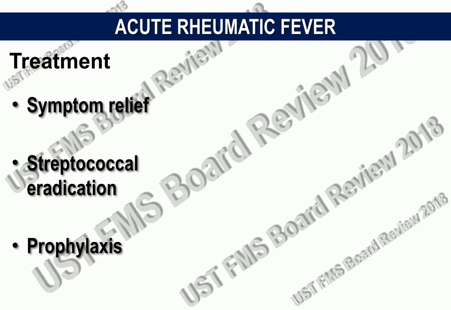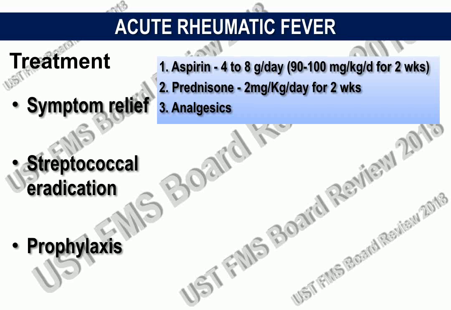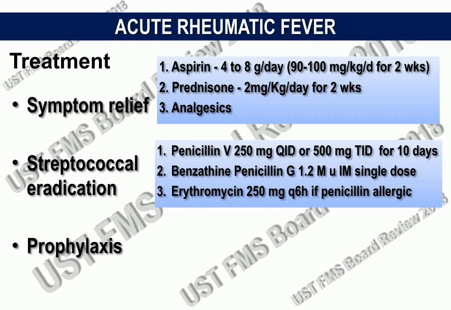So for the treatment of acute rheumatic fever, you need to relieve the symptoms, and that's why you give aspirin. Take note, you give the anti-inflammatory dose of aspirin. In some patients, you need to give prednisone and of course analgesics for pain relief. You need to eradicate the streptococcal infection, and that can be achieved with any of the following antibiotics. Penicillin V, the oral penicillin for 10 days, or a benzathine penicillin injection, single dose, or the alternative, if you have allergy, would be your erythromycin.